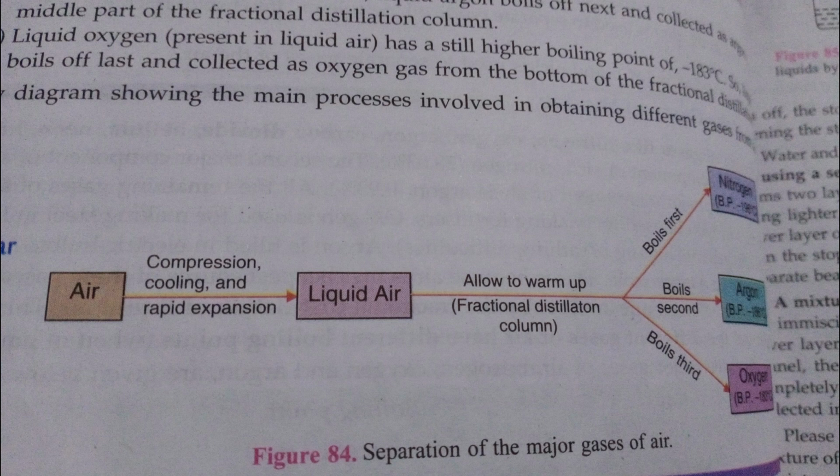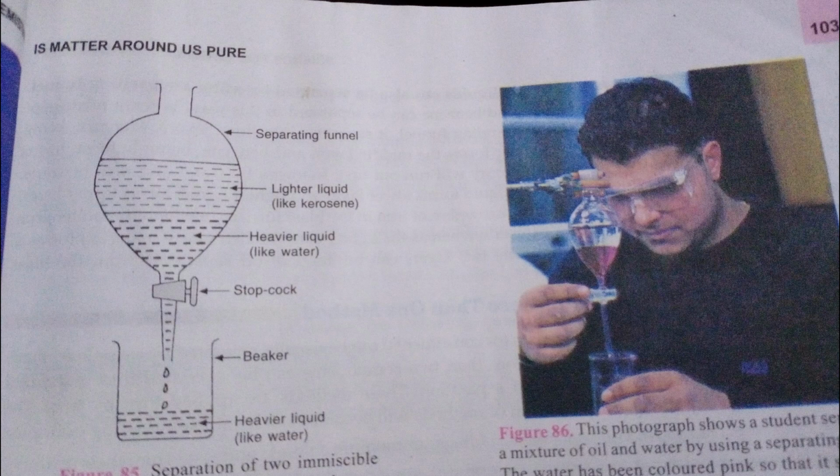The last technique is the separating funnel. A separating funnel is a tube-like structure which is closed at the two ends. I mean, we have one side for the inlet, one side for the outlet. You can see the diagram. You can separate a mixture of two immiscible liquids, which means liquids that are not dissolvable in each other. Two immiscible liquids can be separated by using a separating funnel.